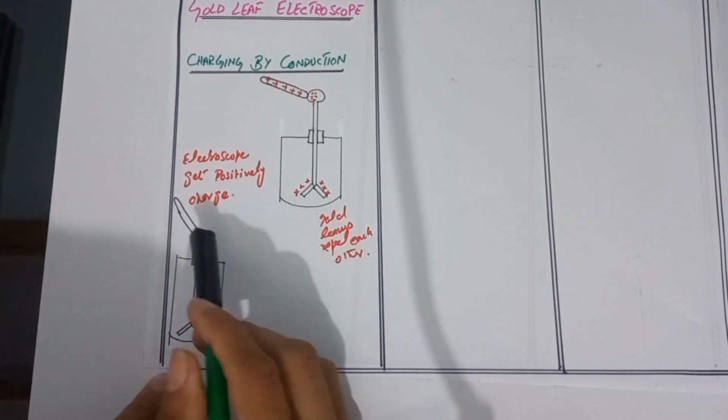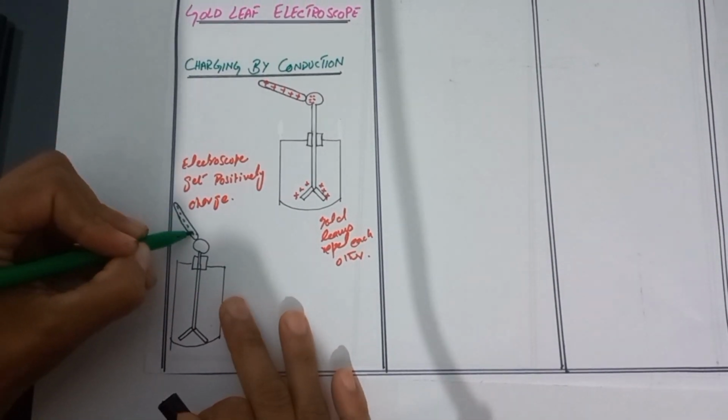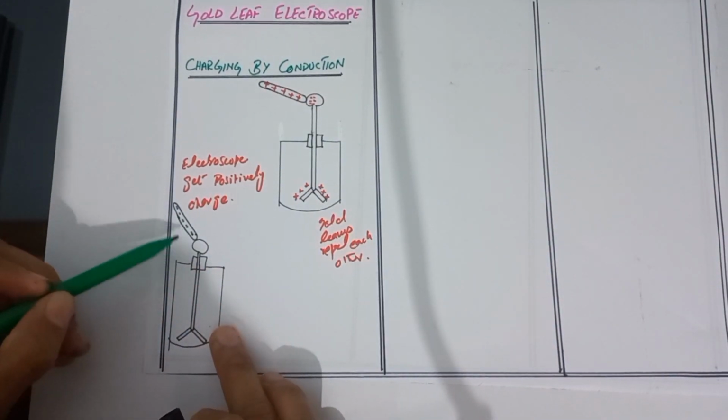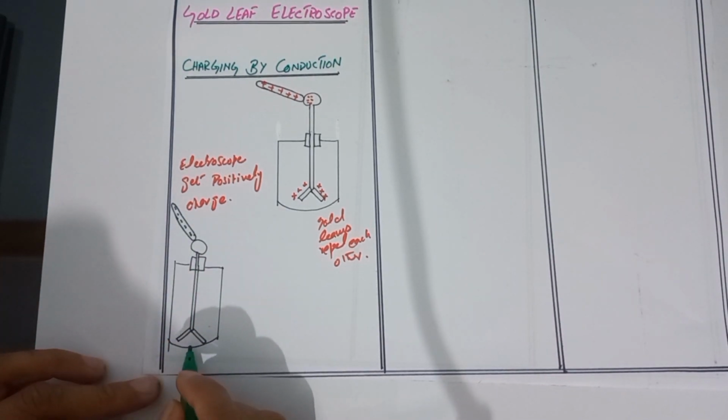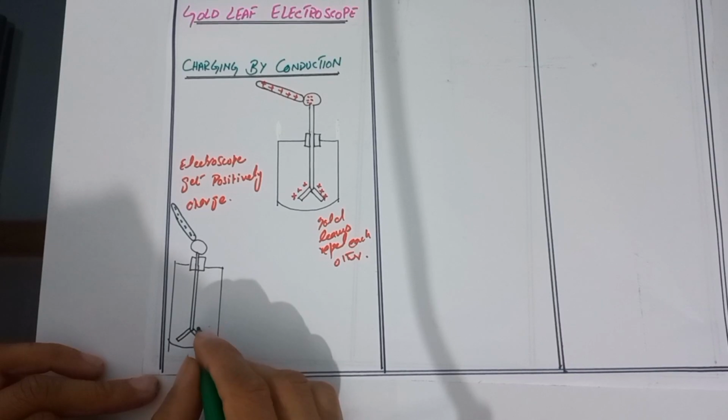Next, we take the negatively charged glass rod. First, we took the positively charged glass rod. Now, we take the negatively charged glass rod and bring it in contact with the neutral electroscope. Now, you can see that the gold leaves repel each other and move apart. Why this happens is because the negative charge of the rod repels.